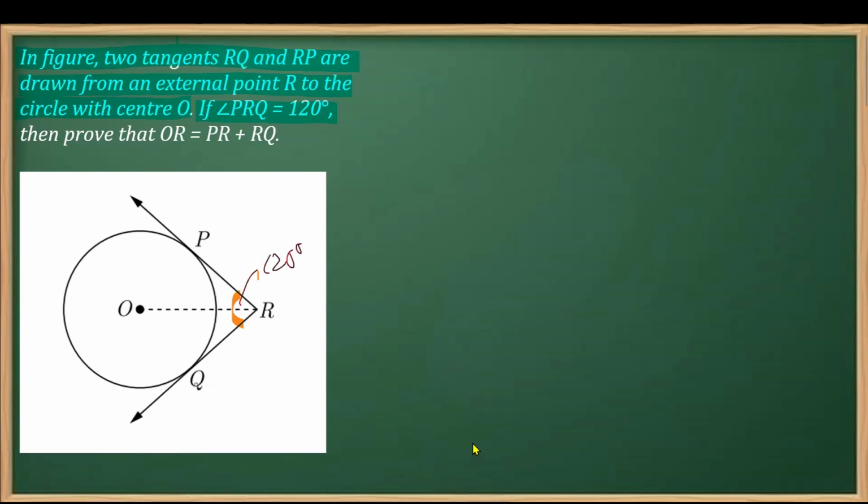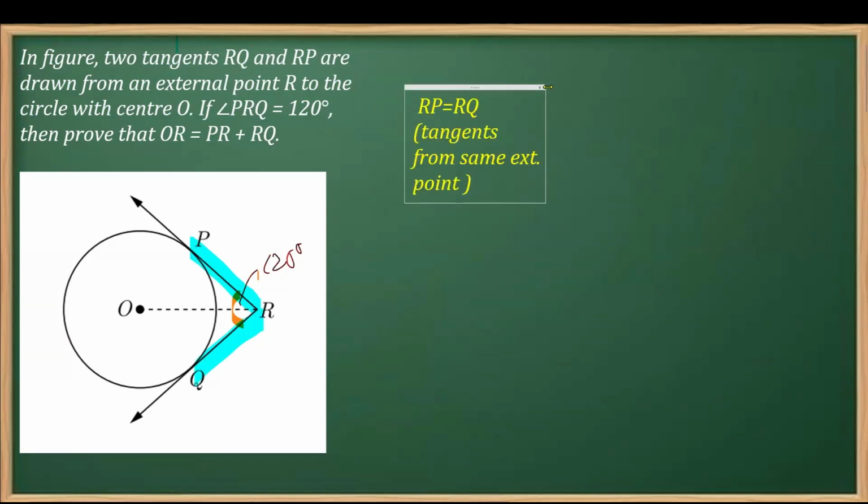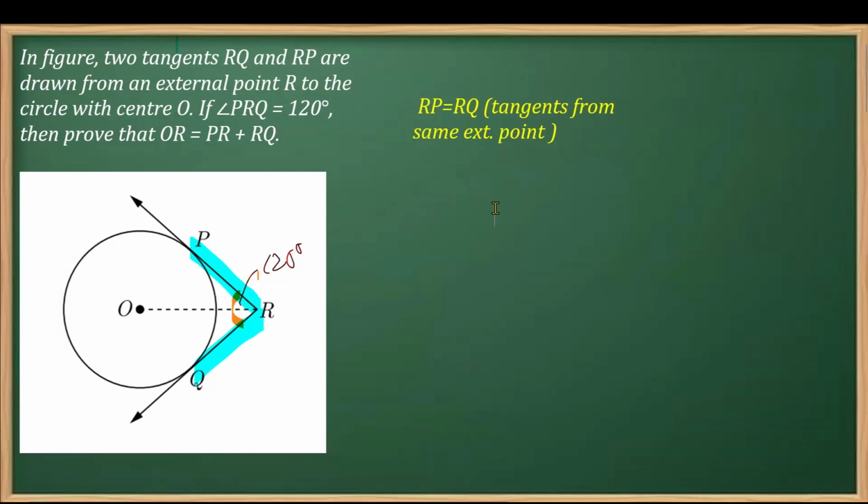Further, what we have to prove here is that OR is equal to PR plus RQ. Now we are going to apply two properties here. One is tangents from the same exterior point. So from this property, PR should be equal to RQ, right? So we can begin with writing this only. That is PR is equal to RQ, and the reason is they are tangents from the same external point.